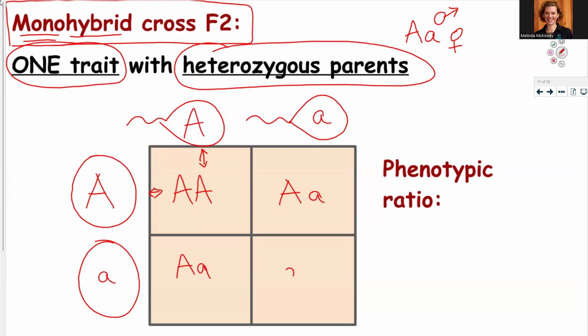So in this case, we have out of 4, we have one that's homozygous dominant. We have 2 that are heterozygous. So both of these are heterozygous. And we have 1 that is homozygous recessive.